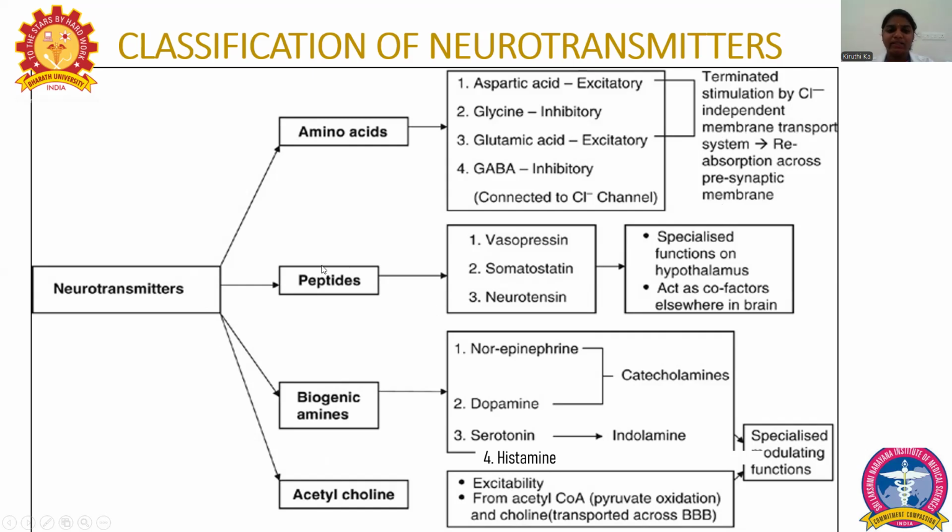The second one is peptides. Peptide neurotransmitters are vasopressin, somatostatin, and neurotensin. These have specialized functions in the hypothalamus and also act as cofactors elsewhere in the brain. The third one is biogenic amines. Biogenic amine neurotransmitters are norepinephrine, dopamine, serotonin, catecholamines, and indolamines. Norepinephrine and dopamine are both catecholamines, and serotonin is different: it is an indolamine. Their main function is modulating functions.